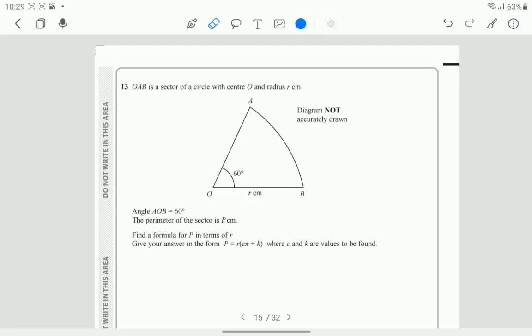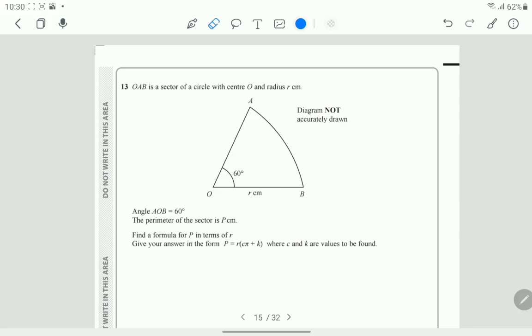Question 13. Question 13 states that OAB is a sector of a circle with center O and radius r centimeters. Angle AOB is 60 degrees, as we can see, and the perimeter of this sector is p centimeters. Perimeter is the sum of all these sides. This is r, so this would subsequently be r as well, and this is the circumference.